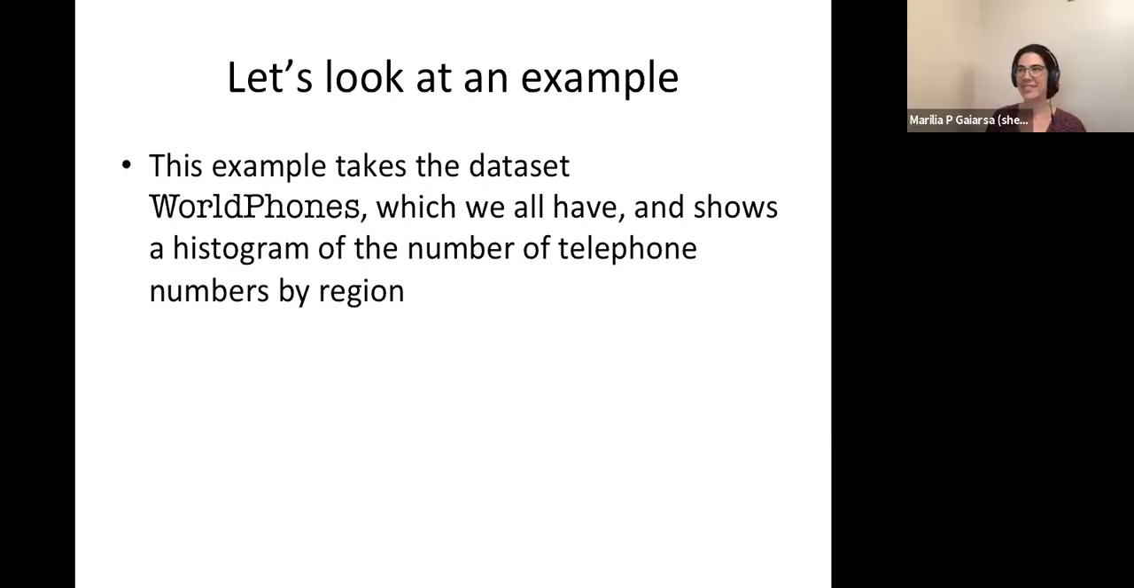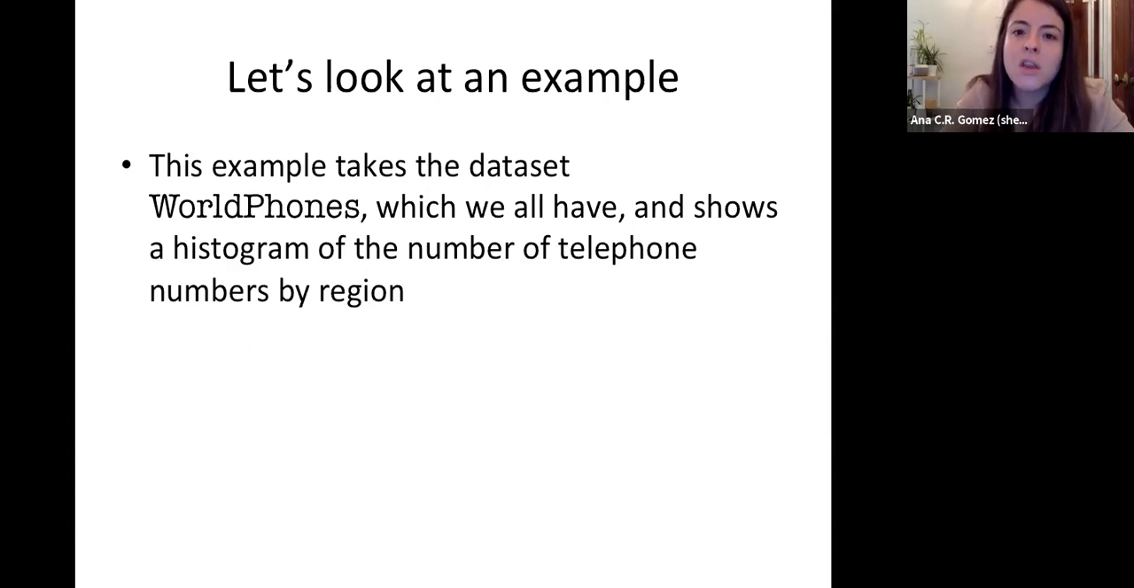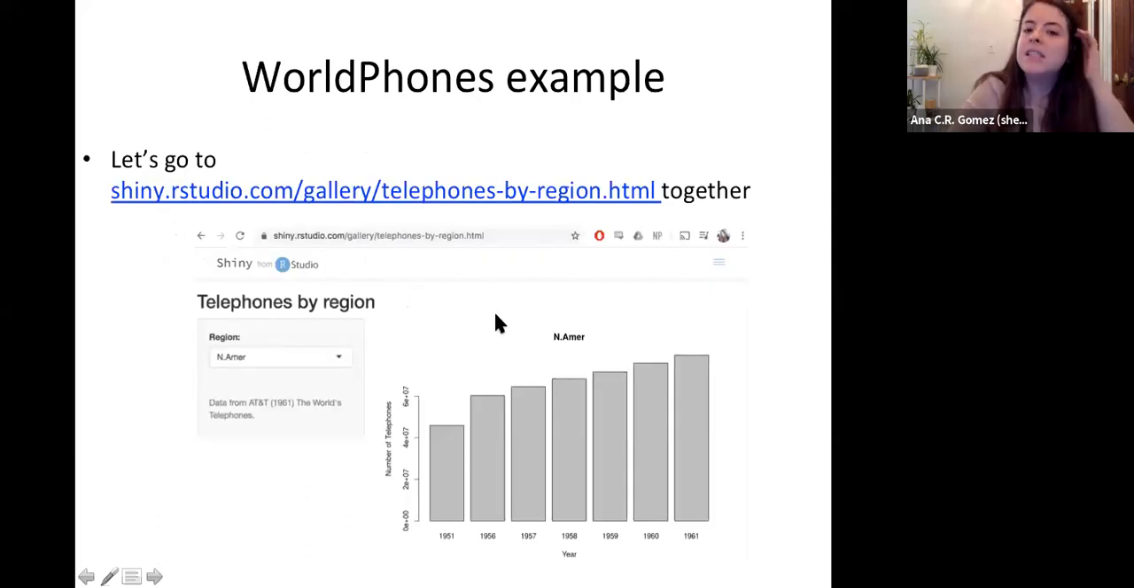So for us to learn how it works, I would like to look at an example. We're going to look at an example that uses this data set called world phones, which is usually preloaded into every R session. It has the number of phones that exist per region in the 1950s, and we're going to build a little visualization tool based on that. So this is the link. I'm going to open it in one second. And this is what it's going to look like. As you can see, on the left-hand side, you have this interactive drop-down menu with the region that you want to visualize. And on the right-hand side, you have the histogram that shows you the actual data.